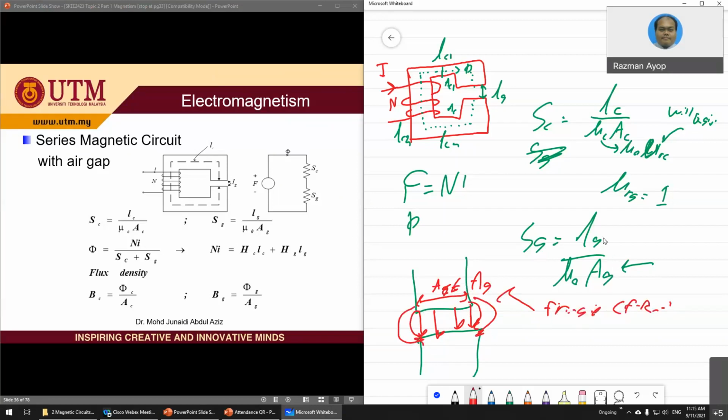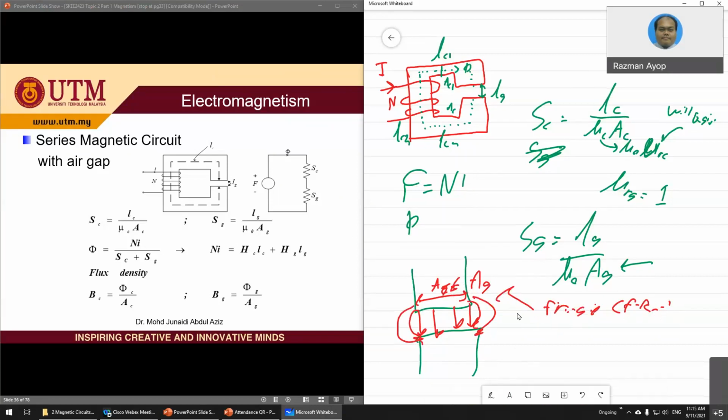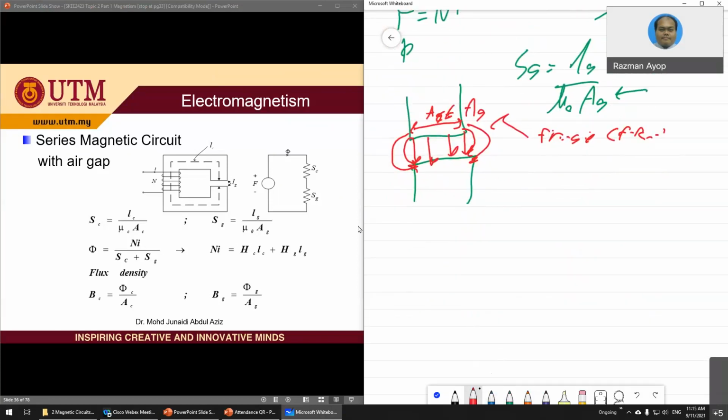After you obtain the S, because this is a series, use this formula: F is equal to flux times S total. The S total, because this is a series, you just sum it up, S gap plus S core. So that is the relationship if you use reluctance.